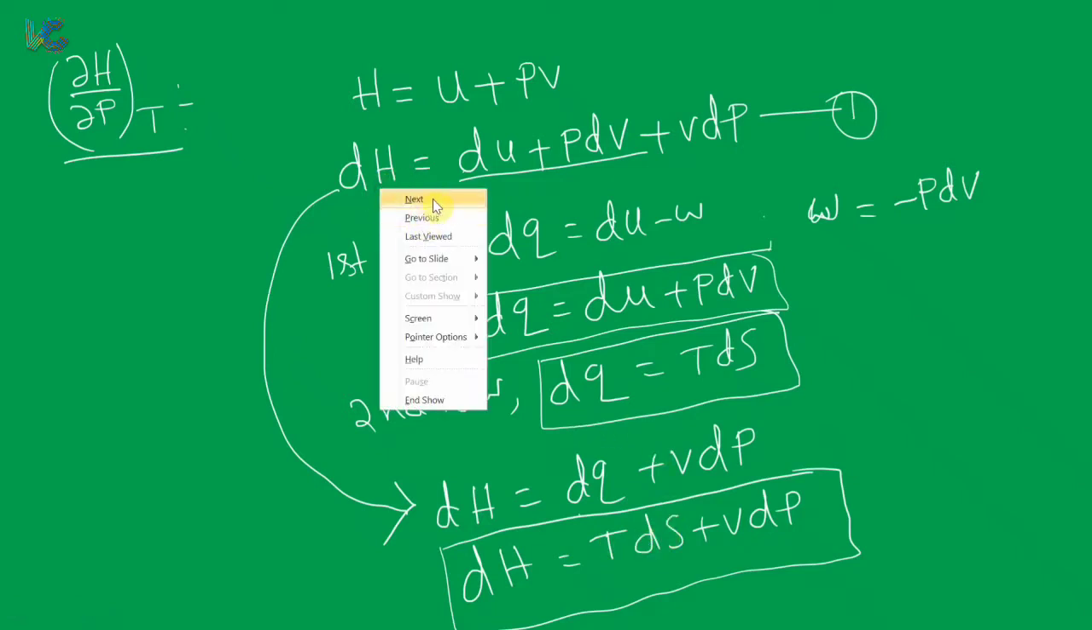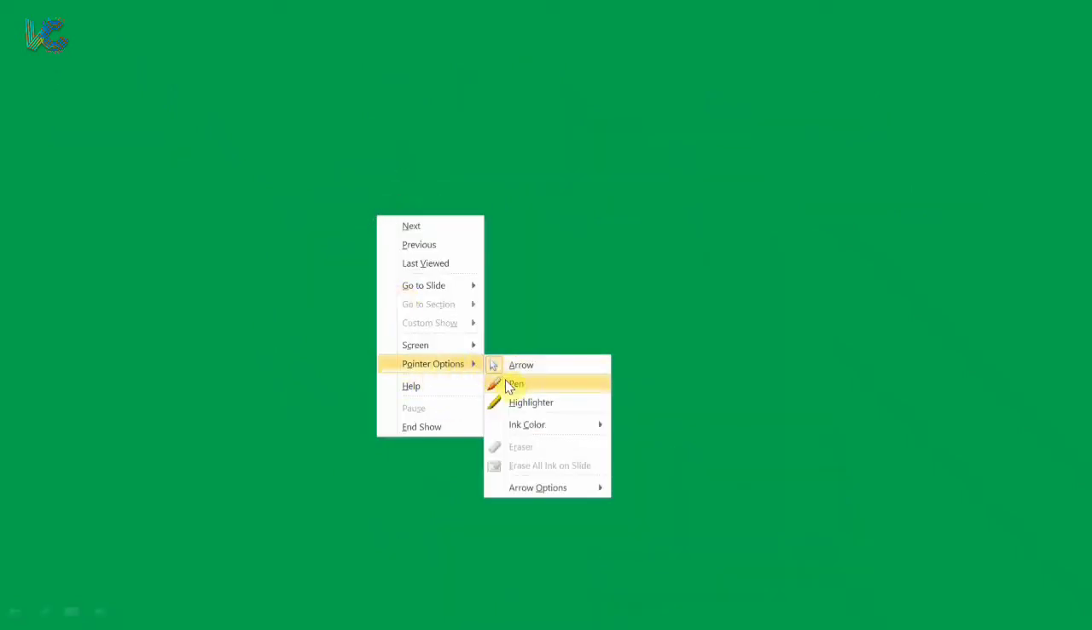Now if you remember the Born thermodynamic square, this expression of dH you can even get from the Born thermodynamic square, using the mnemonic technique.